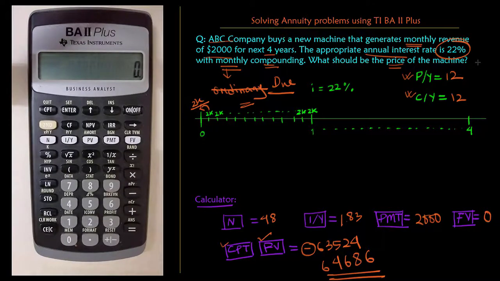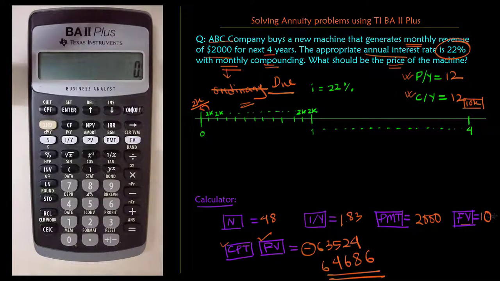Now one more thing, what if the machine has some residual value? Let's say you can sell this machine for $10,000 at the end of 4 years. So there would be another cash flow of 10K at the end of 4 years. In that case, everything else would remain the same. You just change this FV from 0 to 10,000.